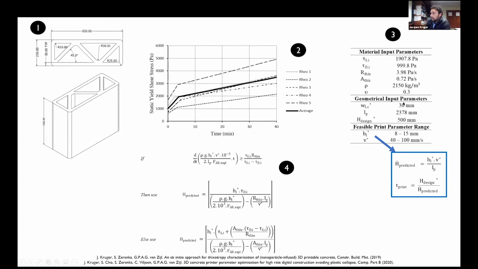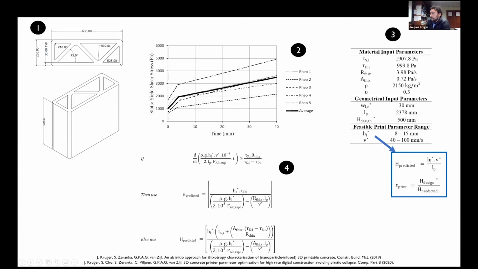Your geometric input parameters are typically your width of the filament layer, your print path length. So this is 2.4 meters, and this is essentially if you take the line length of one filament layer of each basically Z layer. So that's 2.4 meters. Design height, 500 mils, that's what we want to attain. We won't settle for less.